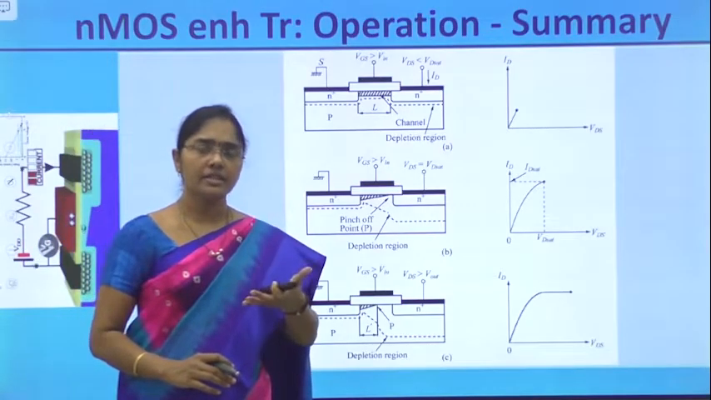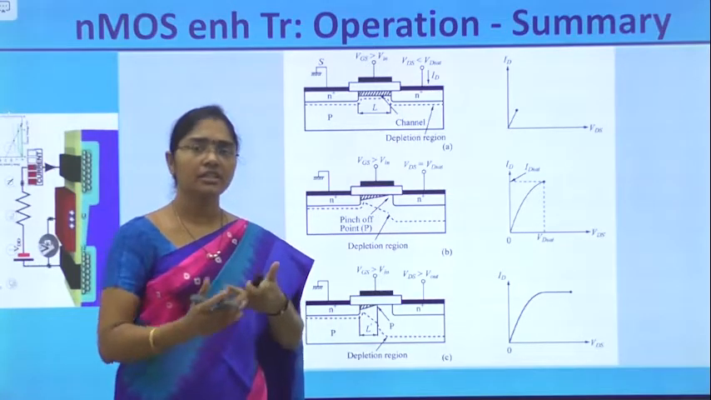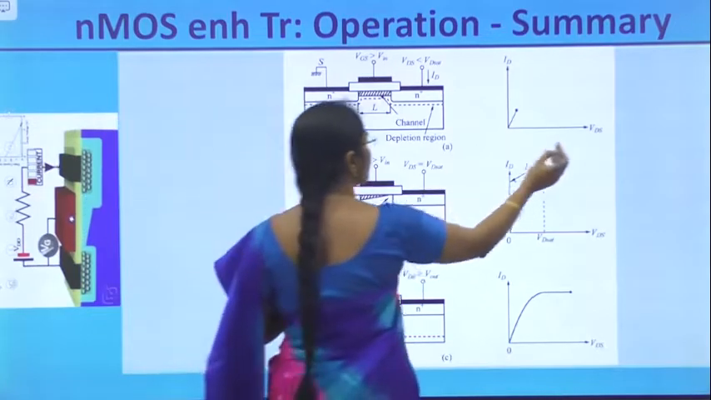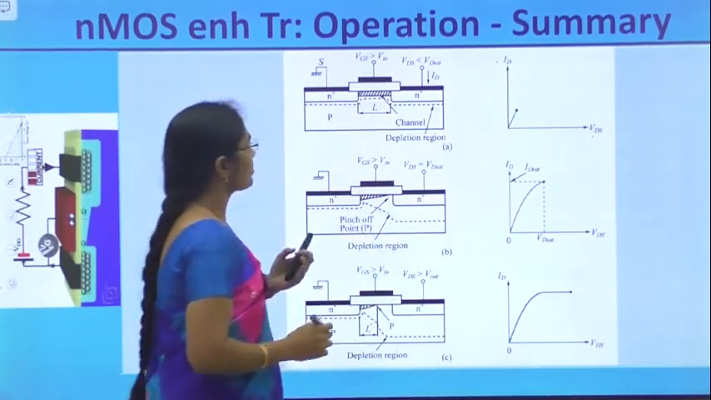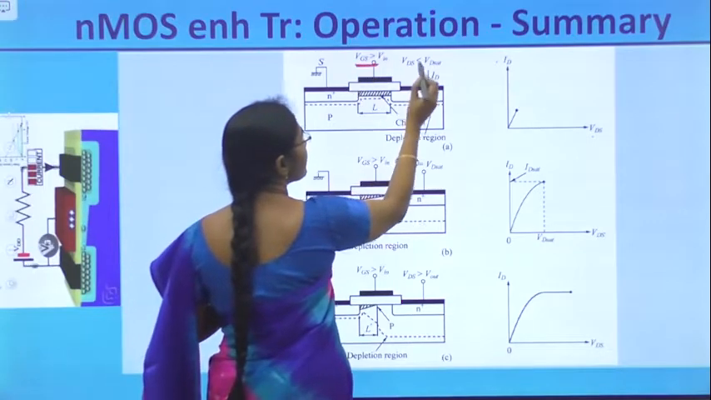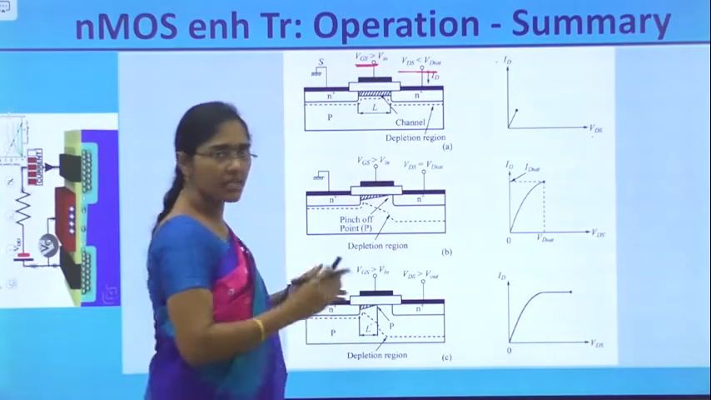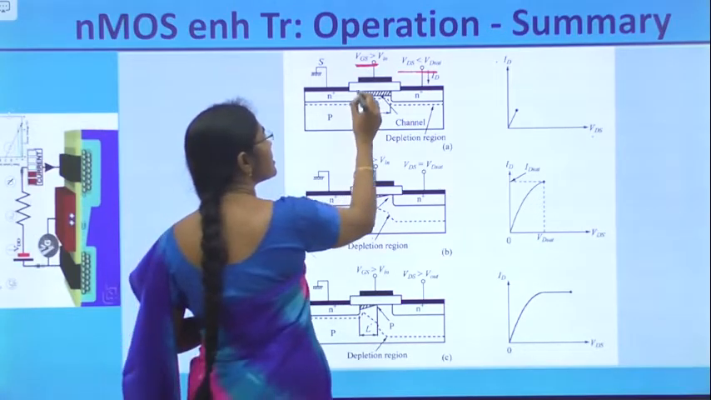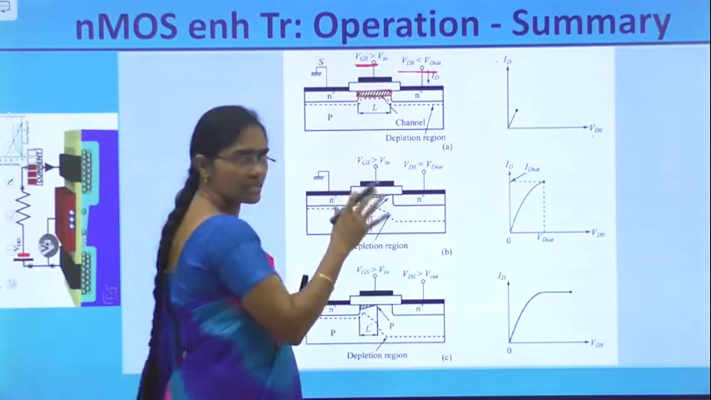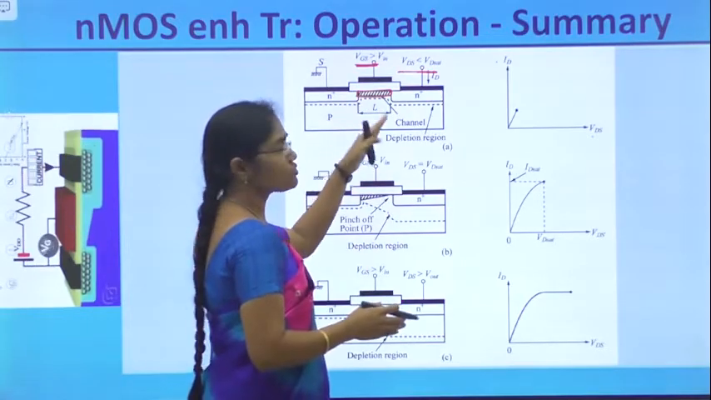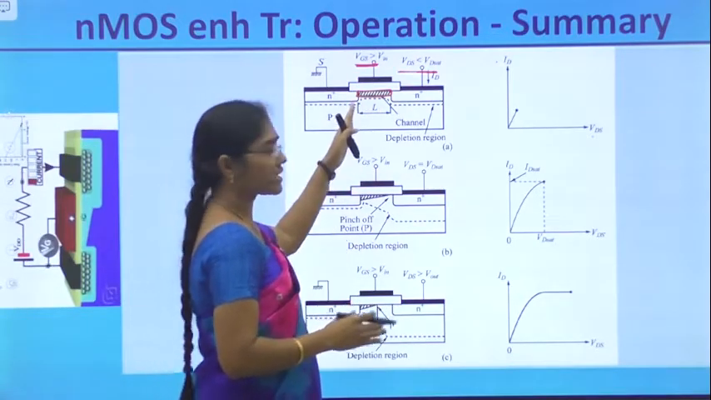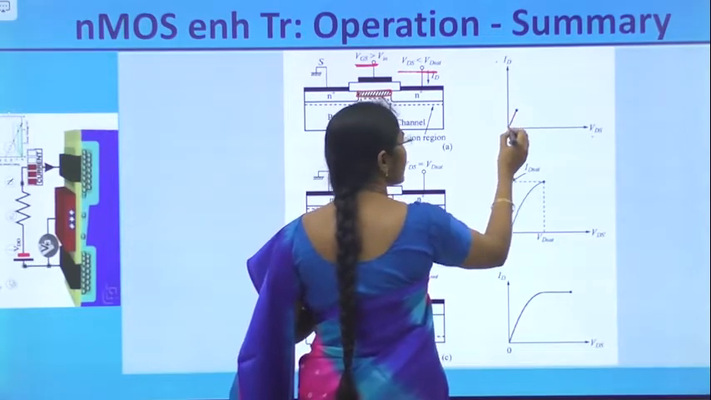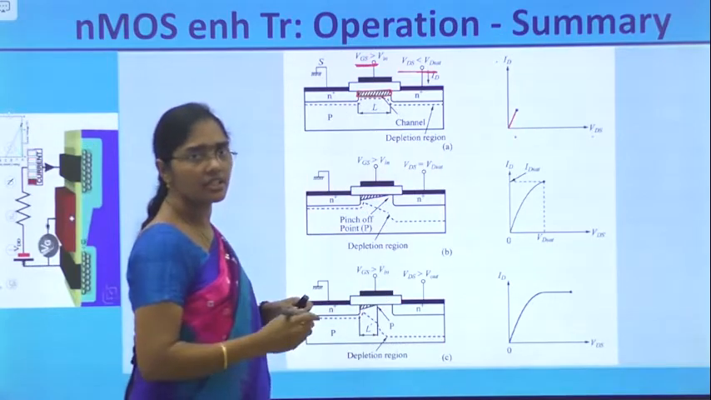Now let us represent the current in these three regions, how it is represented as current versus voltage. See the first one, VGS is greater than VTH and VDS is less than VDSAT, meaning in the non-saturation region. When the transistor is in the non-saturation region, the channel shape is like this. That means it is the same at both the source and the drain potentials. Therefore, it is acting as a linear resistor. Therefore, the current is following the linear relation.